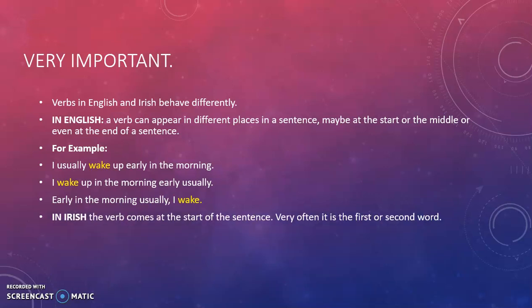In Irish, the verb comes at the start of a sentence. Very often it is the first or the second word in the sentence. For example, Bhí mé fuar inné. I was cold yesterday. Literally, if we were to translate this word for word, bhí means was, mé, I, fuar, cold, inné, yesterday.